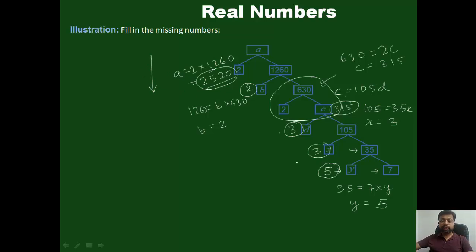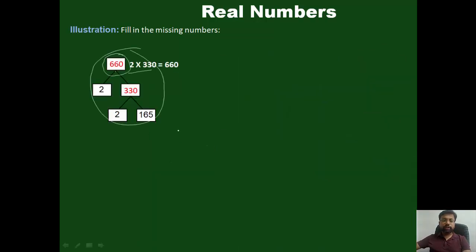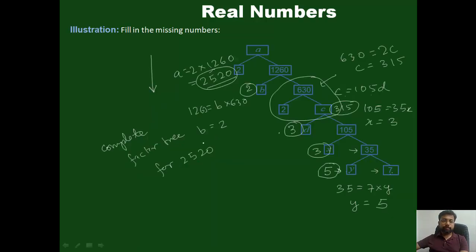Is this a complete factor tree? Yes, it is, because in the last node, both the child, the left and the right nodes are prime factors. So you can say with certainty that this is a complete factor tree for the number 2520. In this question, this is a partial factor tree for the number 660. This is the way you state it. So this is all about the factor tree.